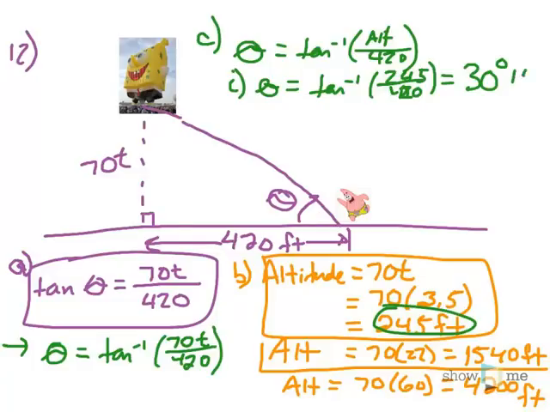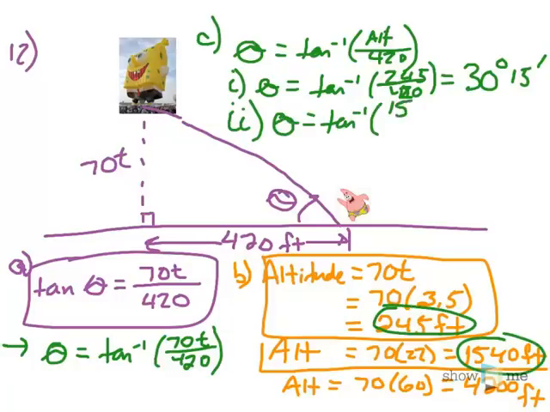Part C, II. Same thing, but we use 1540. So theta equals tangent inverse 1540 divided by 420. Put this in our calculator. It should be in degree mode. It ends up being 74 degrees, 45 minutes.